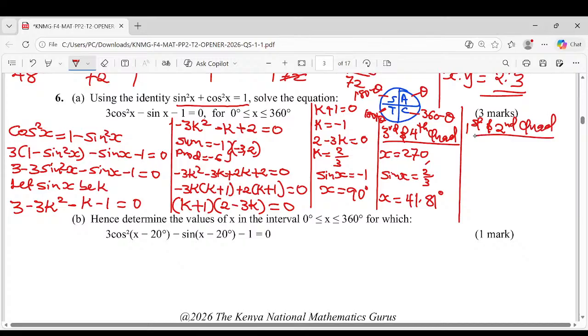quadrants alone. So it will mean in the first quadrant, it is theta, meaning x can be 41.81. In the second quadrant, it is 180 minus theta. So that is going to be 180 minus 41.81. This gives 138.19.